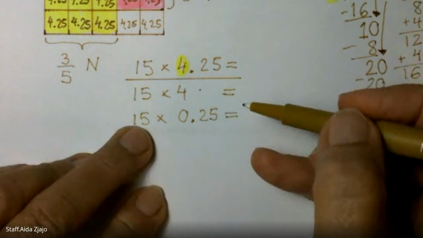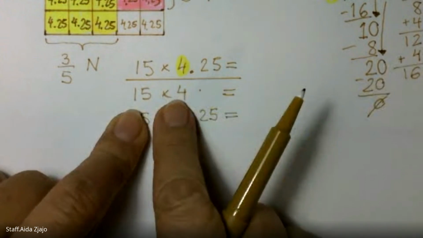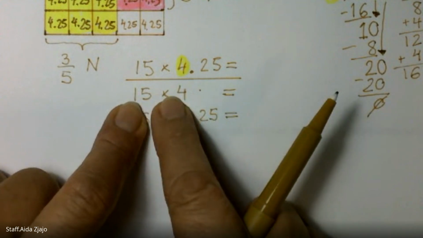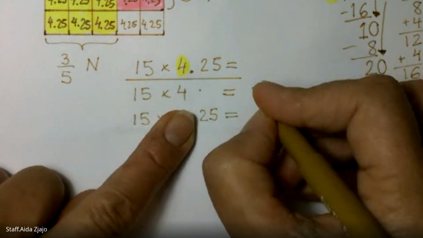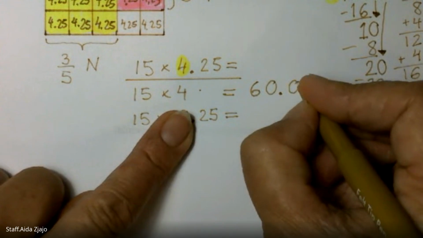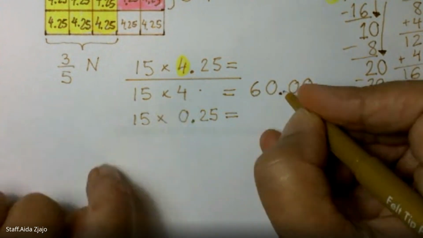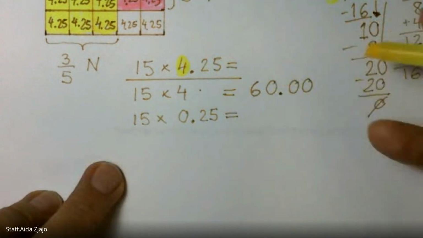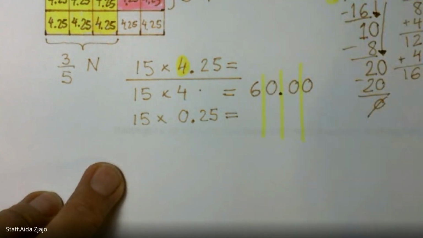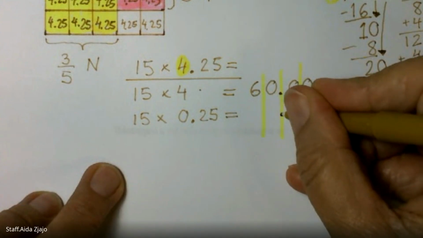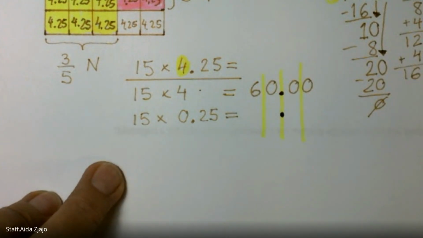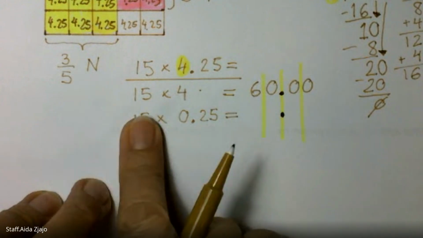So 15 times 4, I can think about partial product. 4 times 10 is 40, and 4 times 5 is 20. So 40 plus 20 is 60. Right? I can add a decimal after that, so that will help me to place my number correctly. And I'm going to draw the line so my decimal in my next product will appear on the same line.